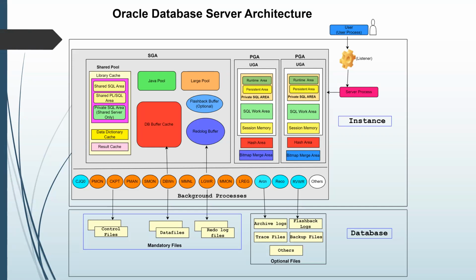Fine. So coming to the PGA now, why exactly is this PGA required? What function does it serve? For that we have to look at the internal components present inside the PGA. There is something called a runtime area and a persistent area, which are actually part of the private SQL area. Now, what are those? To understand that, we'll just take an example.